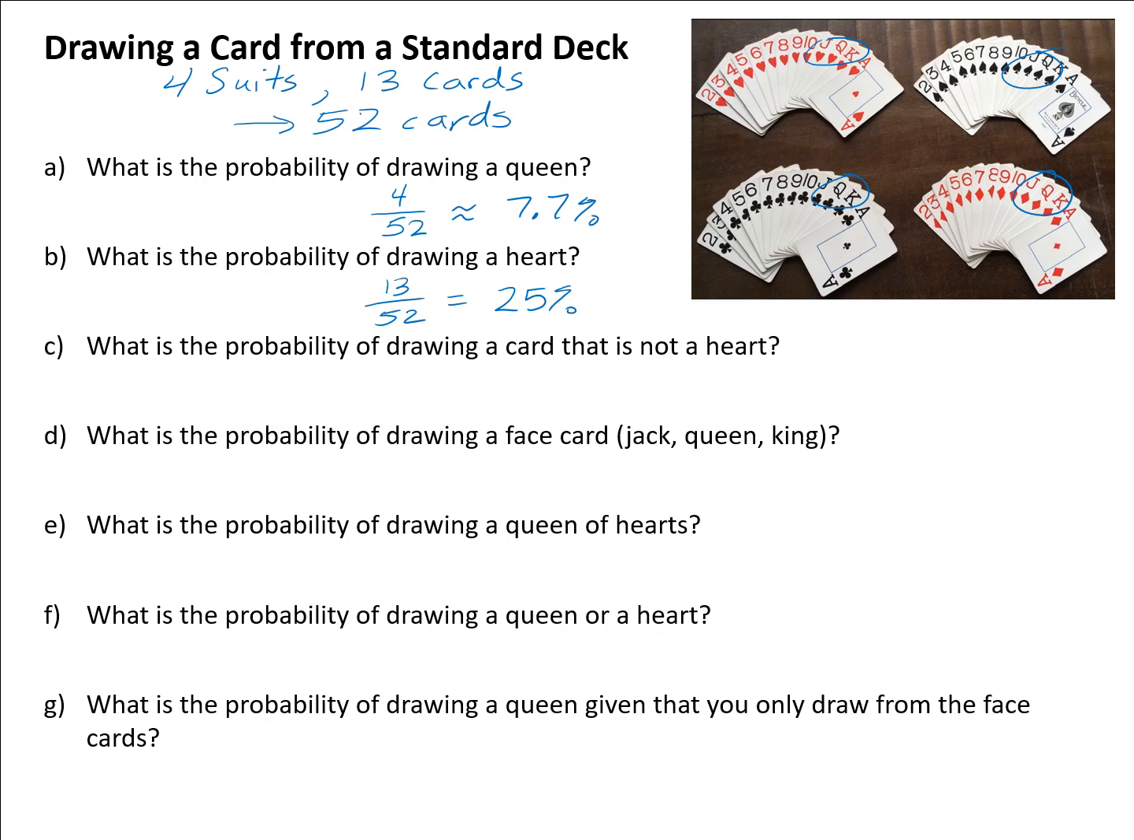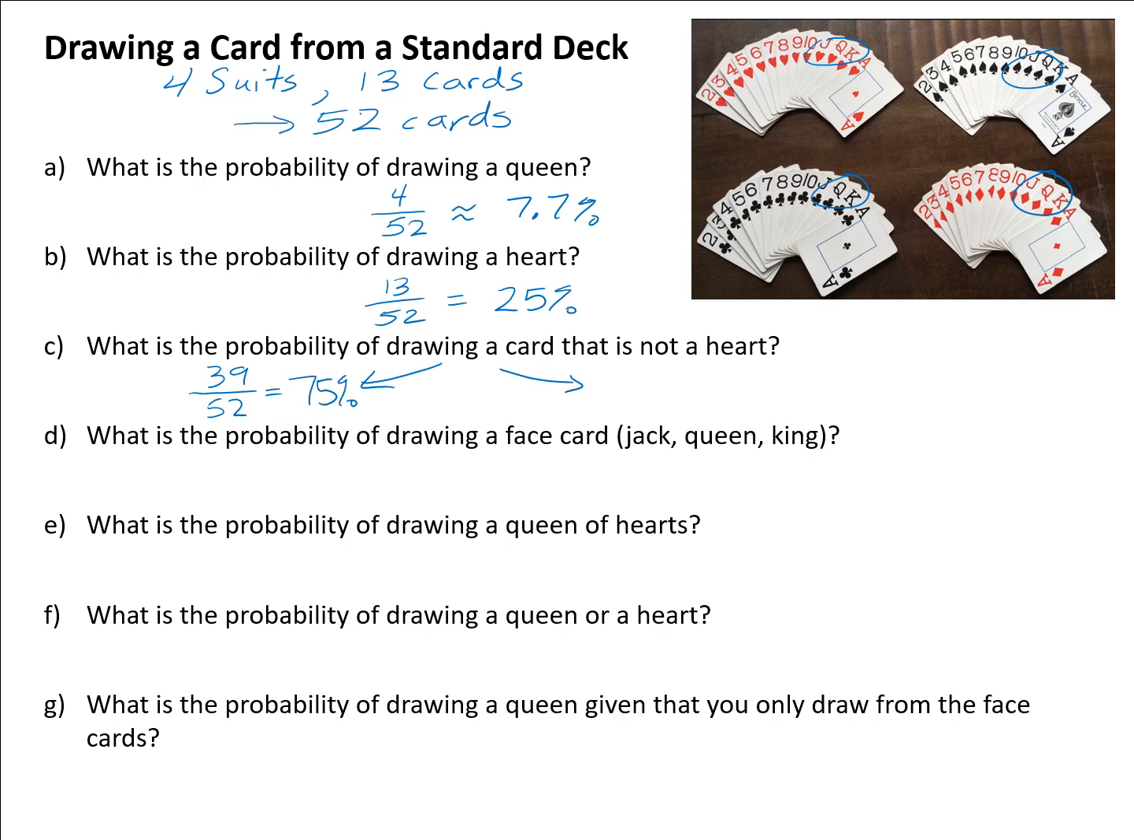C, what is the probability of drawing a card that is not a heart? Now there's 2 ways we could do this. One way is we could use the raw data. We know there are, if you count them, 3 other suits that are not hearts, 13 cards in each of those, which means there are 39 cards that are not hearts. That's 39 out of 52, which when we calculate that is 75%.